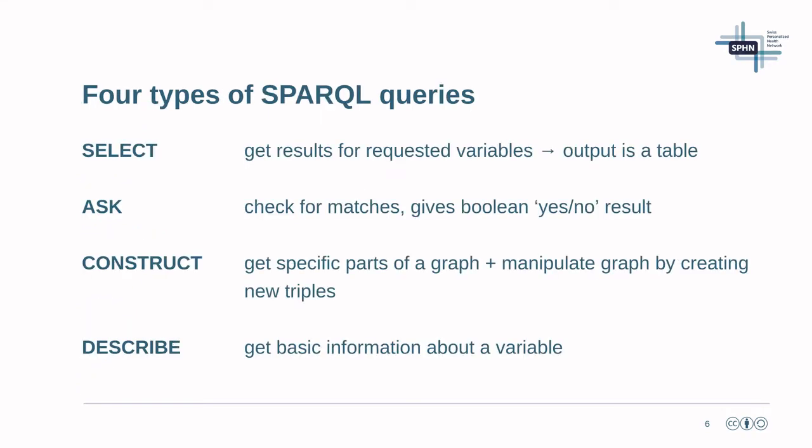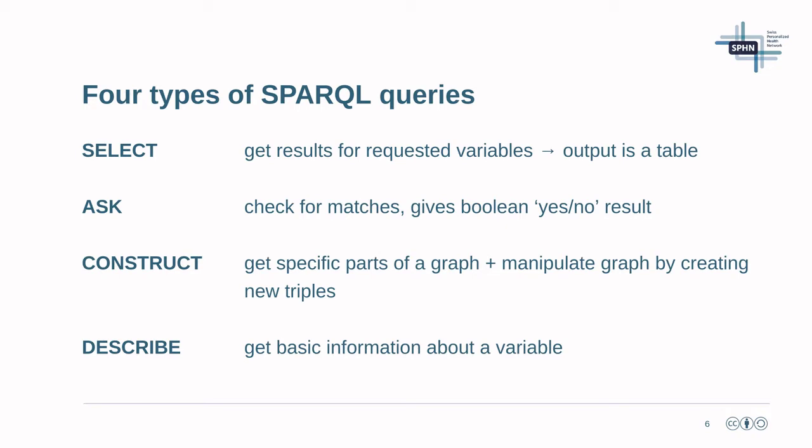So now the 4 types of queries that are possible are the following. You can first make a SELECT statement where you would get the results for some requested variables, and the output that you have from this type of query would be a table that you can then process further if you would like. Then the second type of query would be the ASK statement, which checks for matches of a given query and retrieves a boolean yes or no answer. So this is the result that you will get.